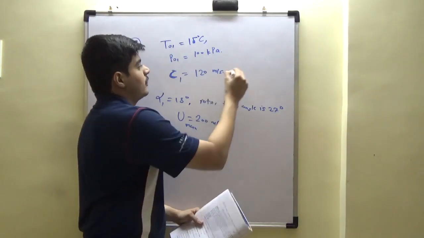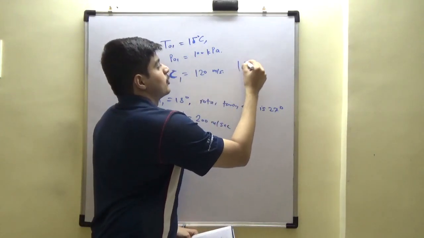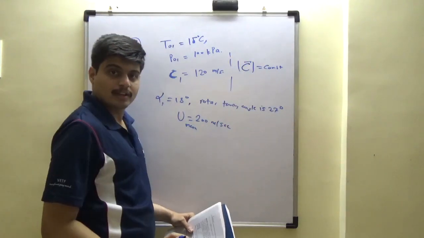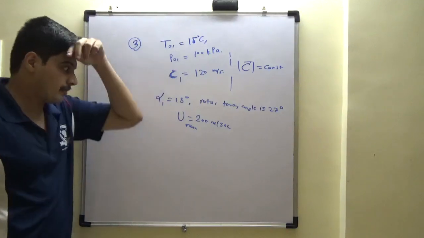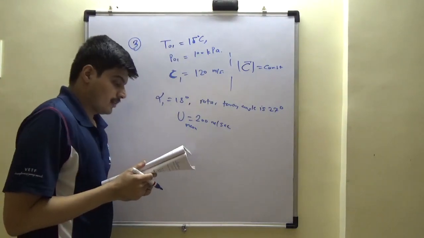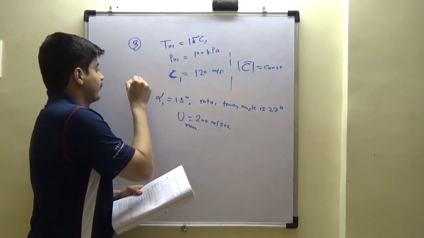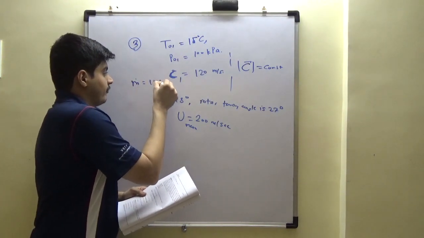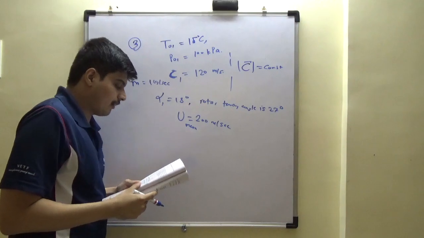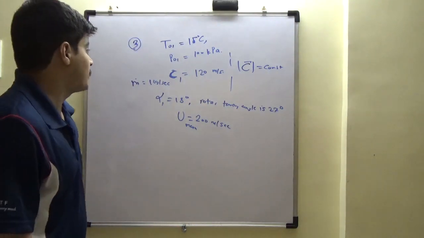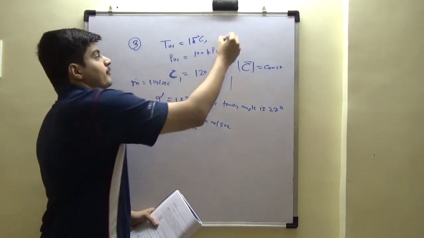Axial velocity is assumed to be constant. Undergraduate assumption again. Fair enough assumption. If mass flow rate is 1 kg per second, the power required to drive the compressor is? This is one of the GATE questions. So we have been asked the power requirement.